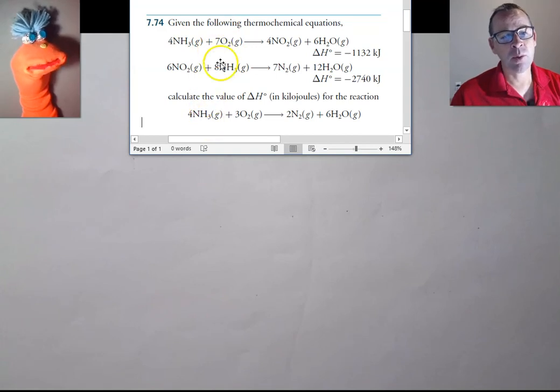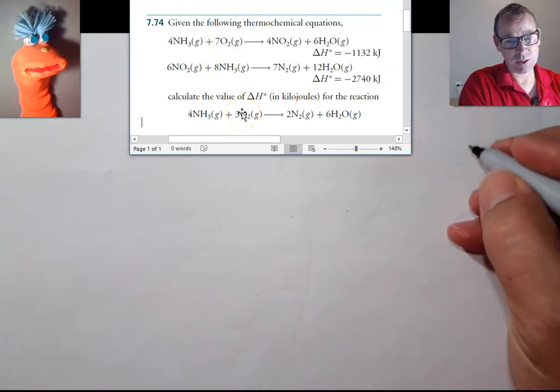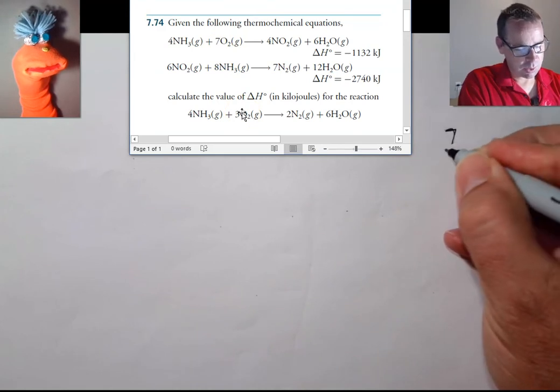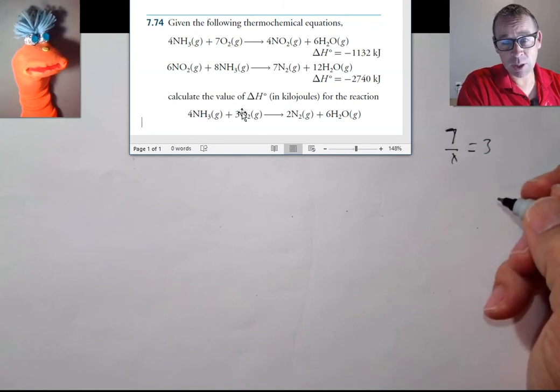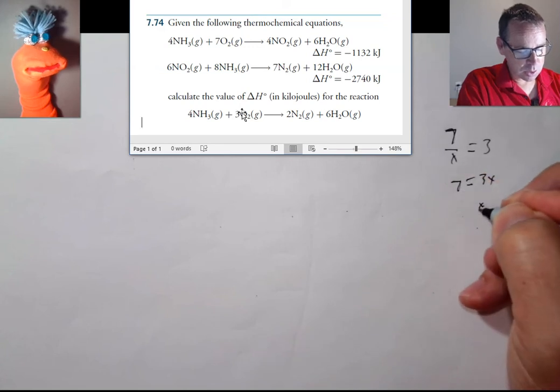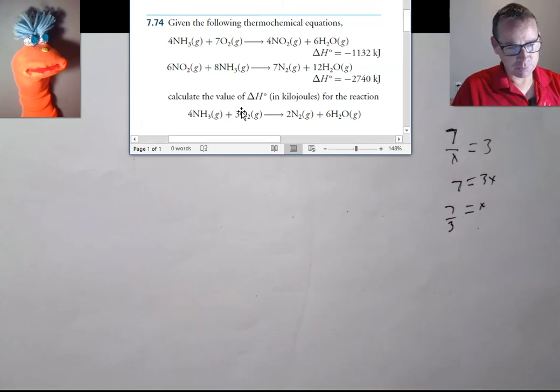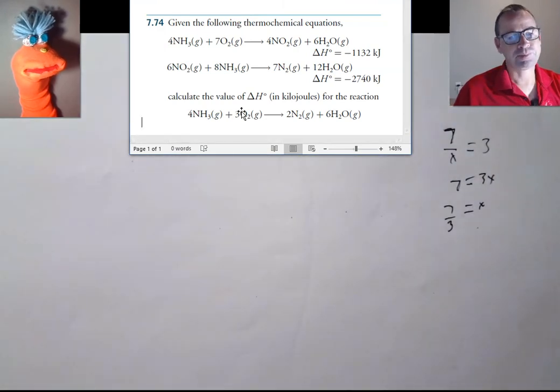Now, how are we going to get 3 oxygens if we have 7 oxygens there? There's no other oxygen anywhere else, is there? There isn't. So we have to figure out how to take 7 divided by some value and get 3. A little side algebra, right? 7 divided by x equals 3. So we're trying to figure out what number we need to divide it by. This means 7 equals 3x, so x equals 7 divided by 3. 7 divided by 3 is 2.33.